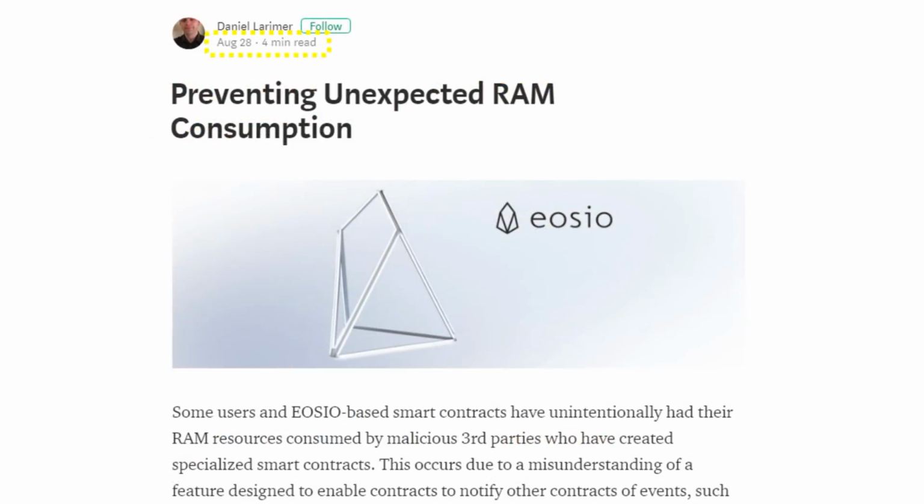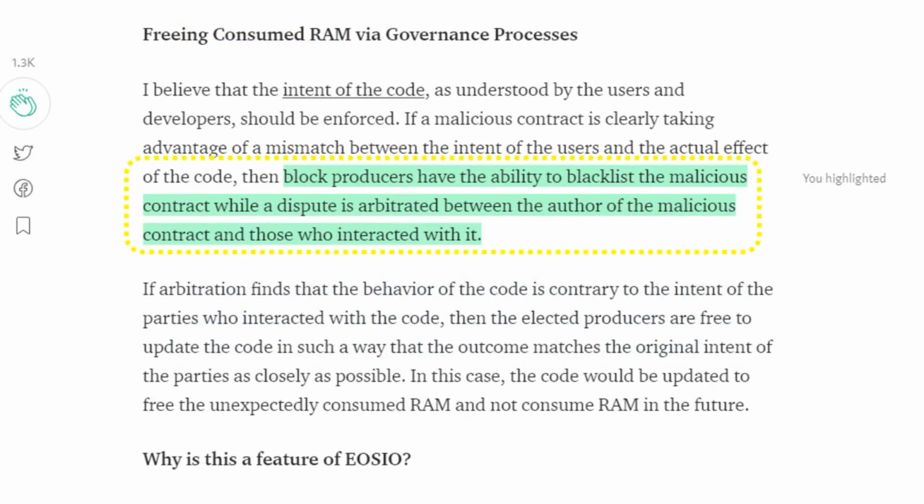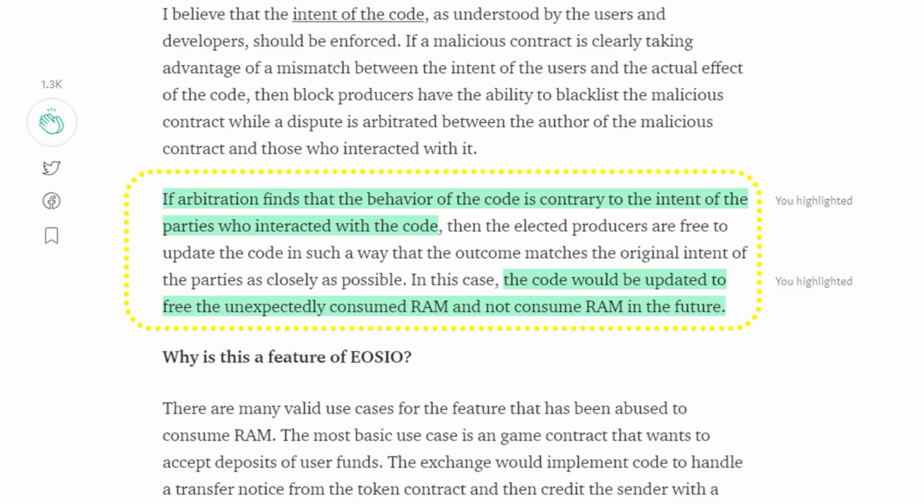And 4 days later, on August 28th, Dan Larimer put out this blog post where he gave us a nice narrative around what happened and showed how the governance of the EOS blockchain served us well in arriving at a quick resolution. The block producers froze the malicious contract, and it's going to remain frozen until a dispute is arbitrated between the author of the malicious contract and those who interacted with it. Once arbitration determines the intent of code, the code will be updated to free up the unexpectedly consumed RAM and prevent this from happening again.